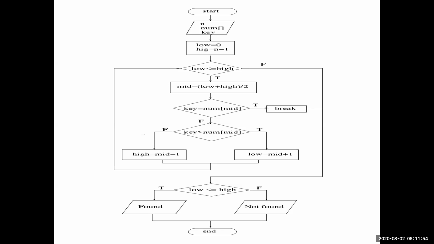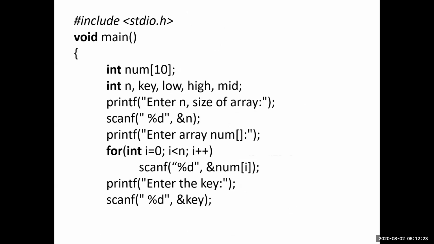If key is less than num of mid, then we have to search in the first half of the list. Then we have to reassign the highest index to mid minus 1. So once we come out of the loop, if low is less than or equal to high, that means the record is found. We are displaying the message found record, else we are displaying the message not found record. So that will be the end of the flowchart. Let's see it with the code.